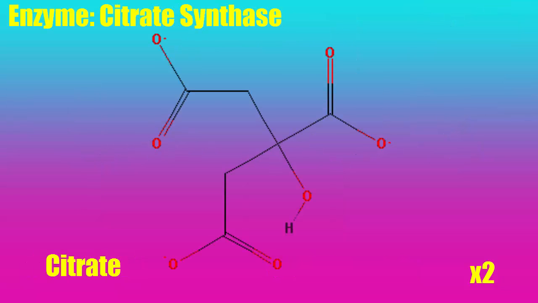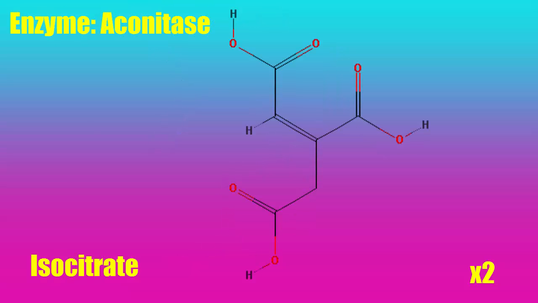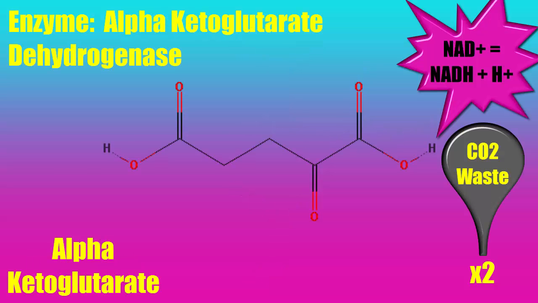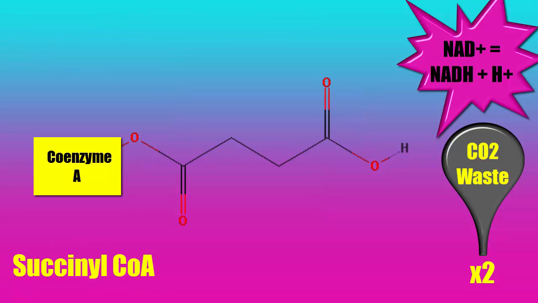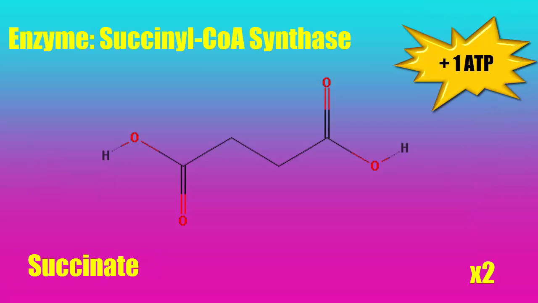oxaloacetate, forming citrate. Then, citrate is rearranged by the enzyme aconitase to isomer isocitrate. This isocitrate is then oxidized to alpha-ketoglutarate. During this process, one carbon is removed and released as CO2, and our friendly NAD+ is reduced to NADH plus H. The release of CoA from succinyl-CoA produces some stuff known as succinate. Also, the only ATP actually produced during the citric acid cycle is produced here, when GDP is converted to GTP, which causes ADP to become ATP via substrate-level phosphorylation.